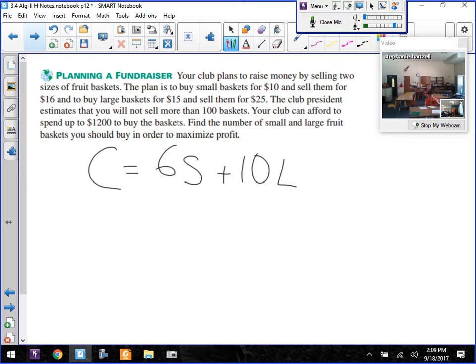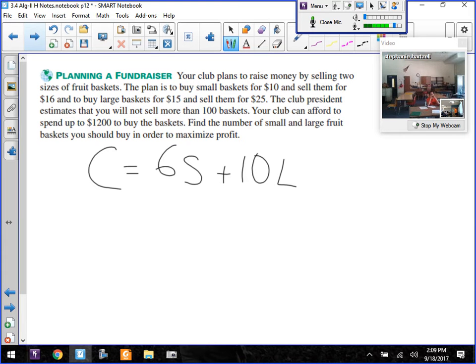So our objective is to maximize profit. We make $6 per small basket, $10 for large. Now, when we've done these problems, these were usually X's and Y's. Do you guys agree?